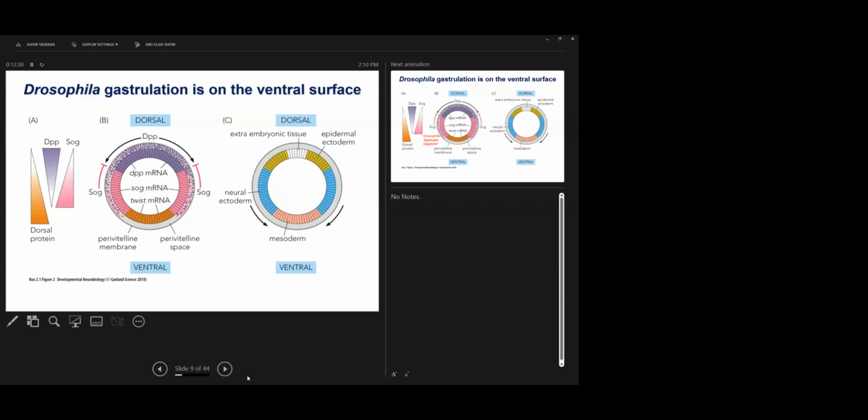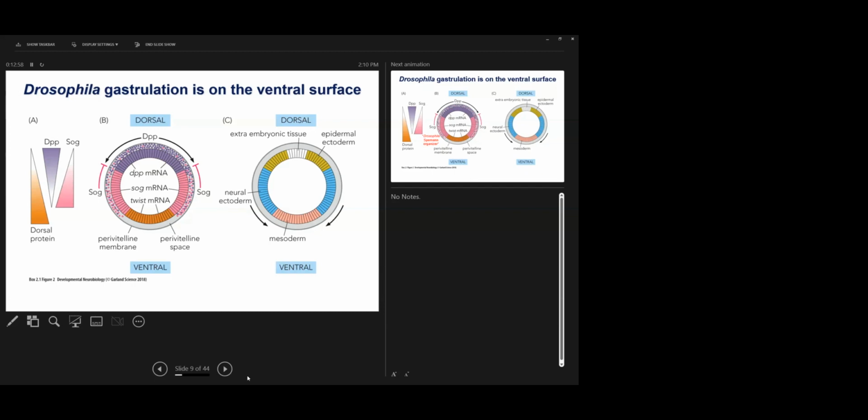So here you have the dorsal side during gastrulation, and this is the dorsal side. So accumulation of DPP, a dorsal protein, specifies the dorsal side during the development, and you have accumulation of another signal in the ventral side, like SOG. I will be talking more about SOG and twist. It specifies the ventral differentiation.